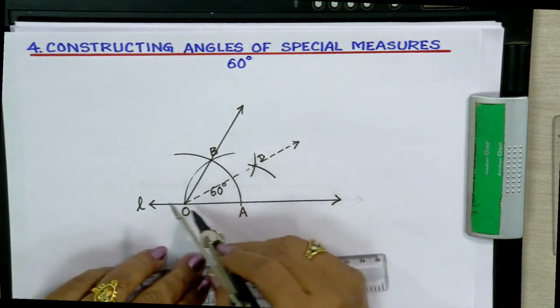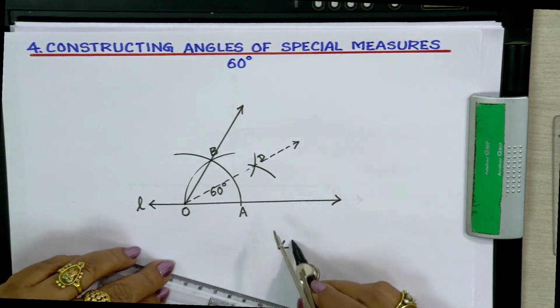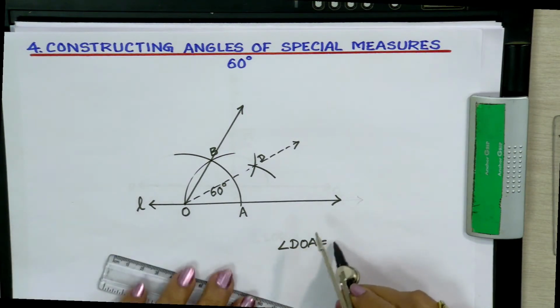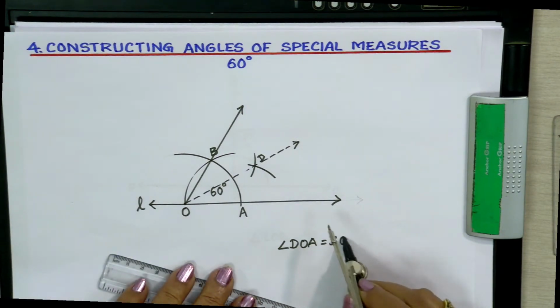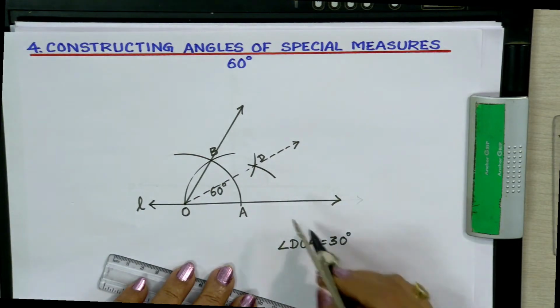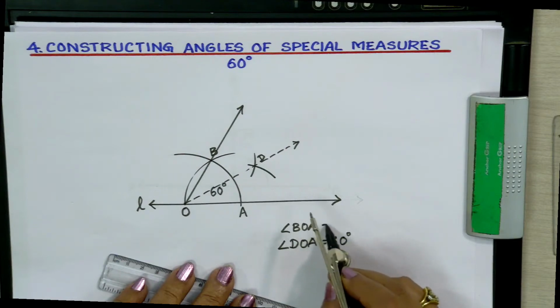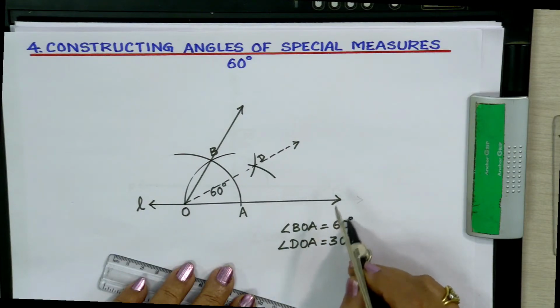So, what is angle DOA? DOA is half of 60. Shall I write it as 30 degrees? Absolutely. Yes. And angle BOA was of 60 degrees.